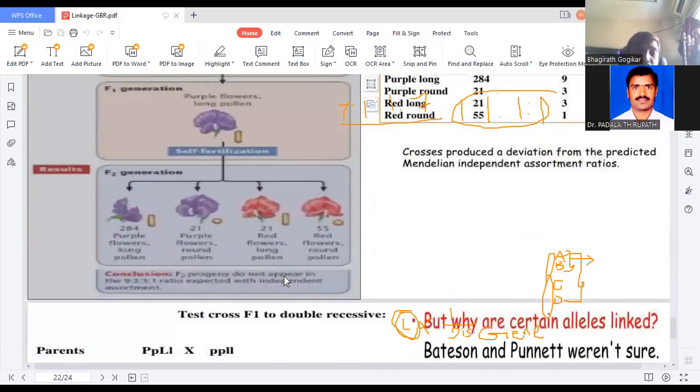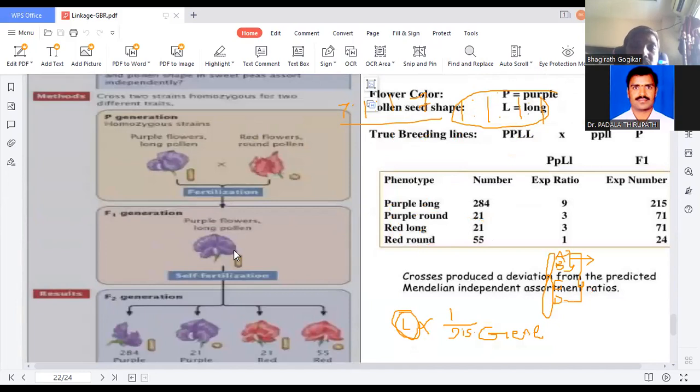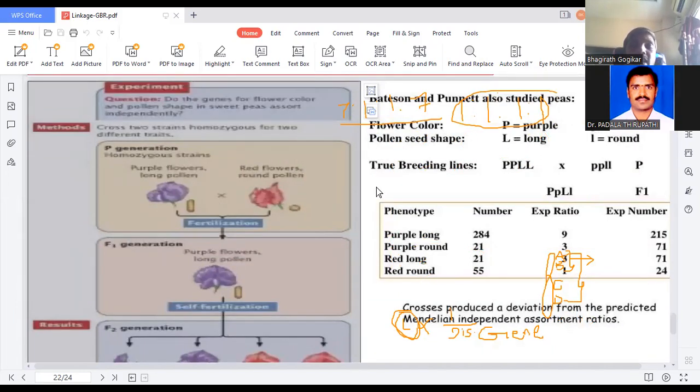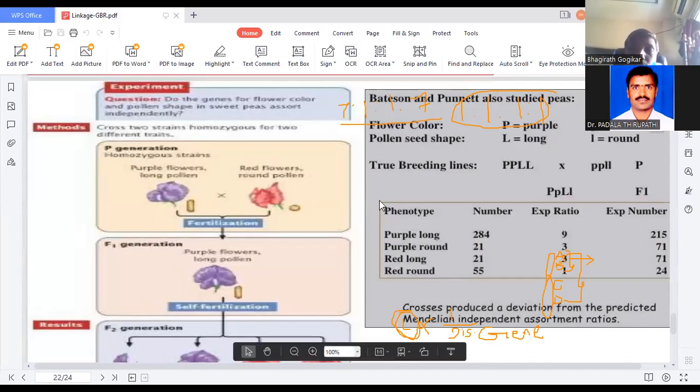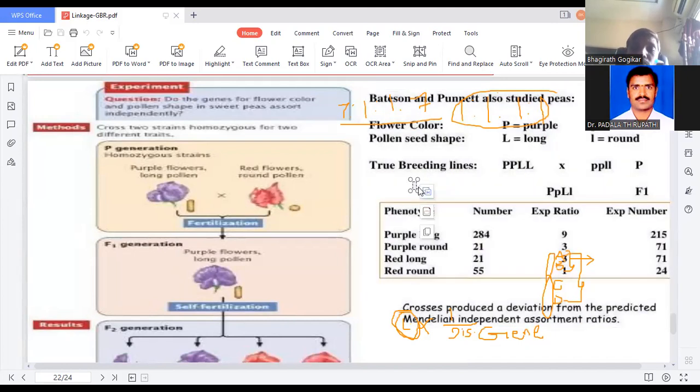The F2 progeny do not appear in the 9:3:3:1 ratio expected with independent assortment. There is no independent assortment in these genes. So this experiment reveals the linkage phenomenon observed in this example. For example, in the test cross, 7:1:1:7 indicates the coupling phase. And sometimes we are getting this type of ratio also. What is that ratio? 1:7:7:1 also. This ratio indicates the repulsion phase.